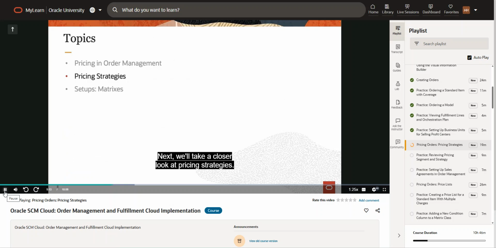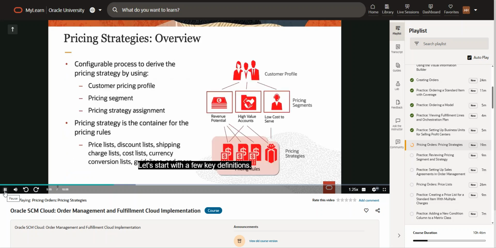Next, we'll take a closer look at pricing strategies. Let's start with a few key definitions. Customer pricing profile. This is a set of pricing-related attributes that describe how a customer typically buys. You look at these attributes to help assign the customer to the right pricing segment. The pricing segment. This is a group of customers who have similar buying behaviors. Grouping customers like this helps you understand how they might respond to a particular pricing strategy.